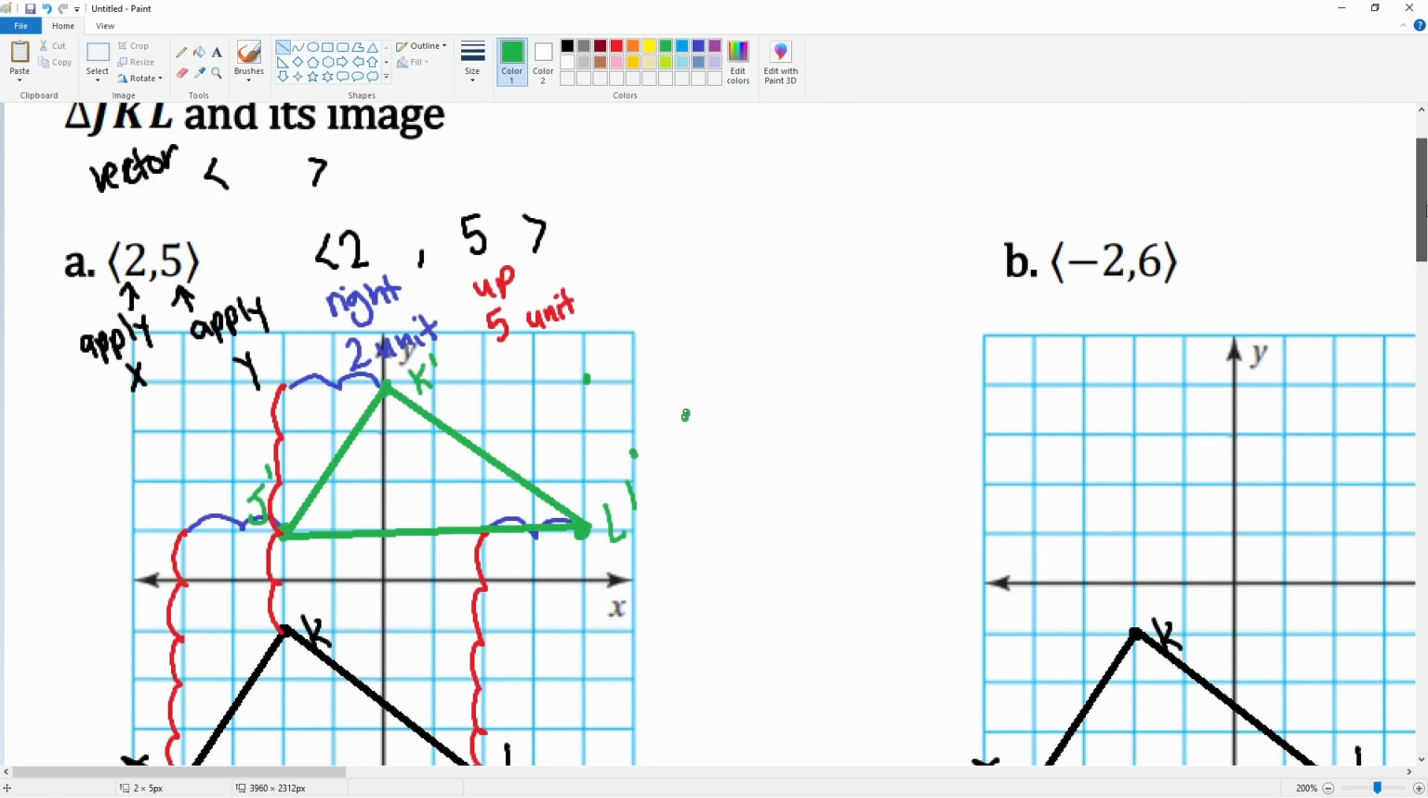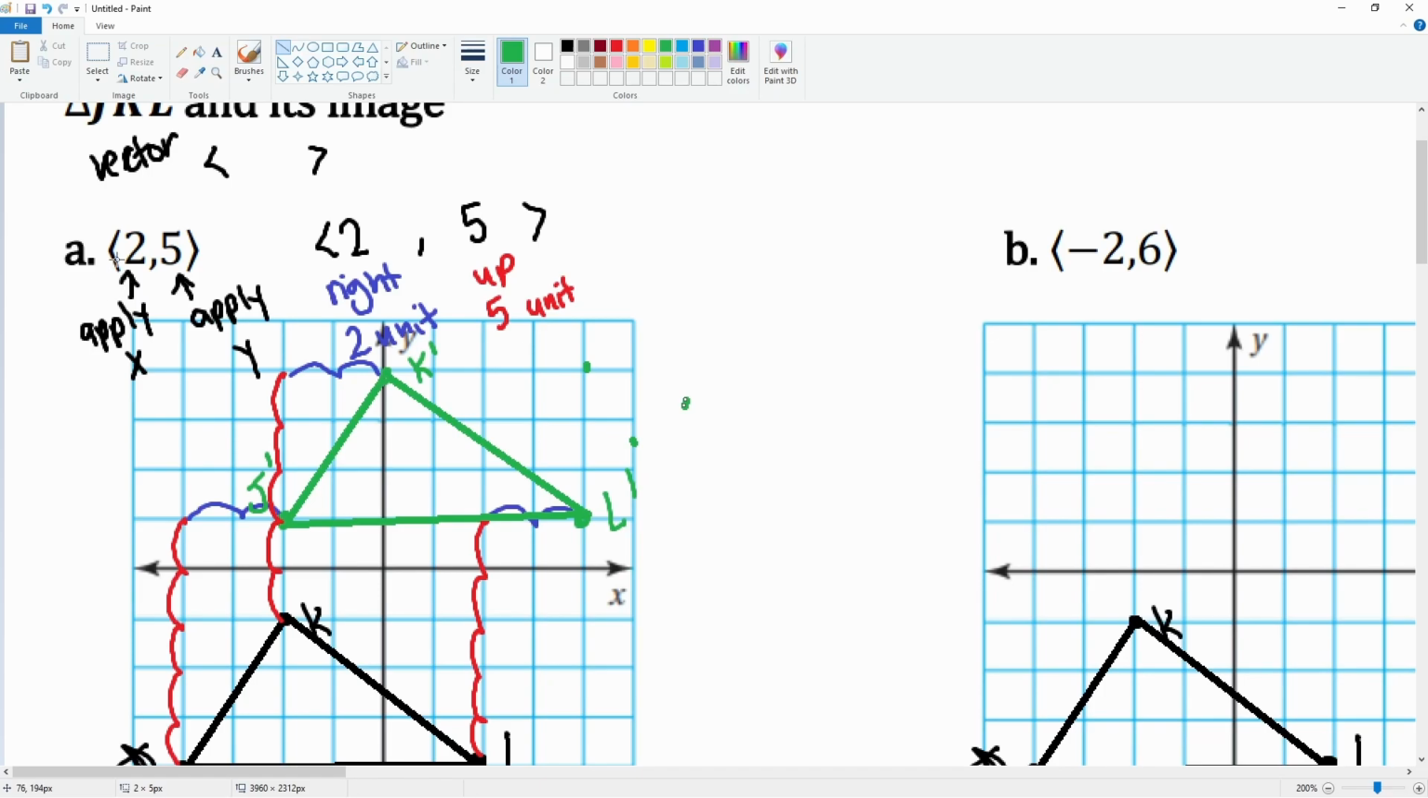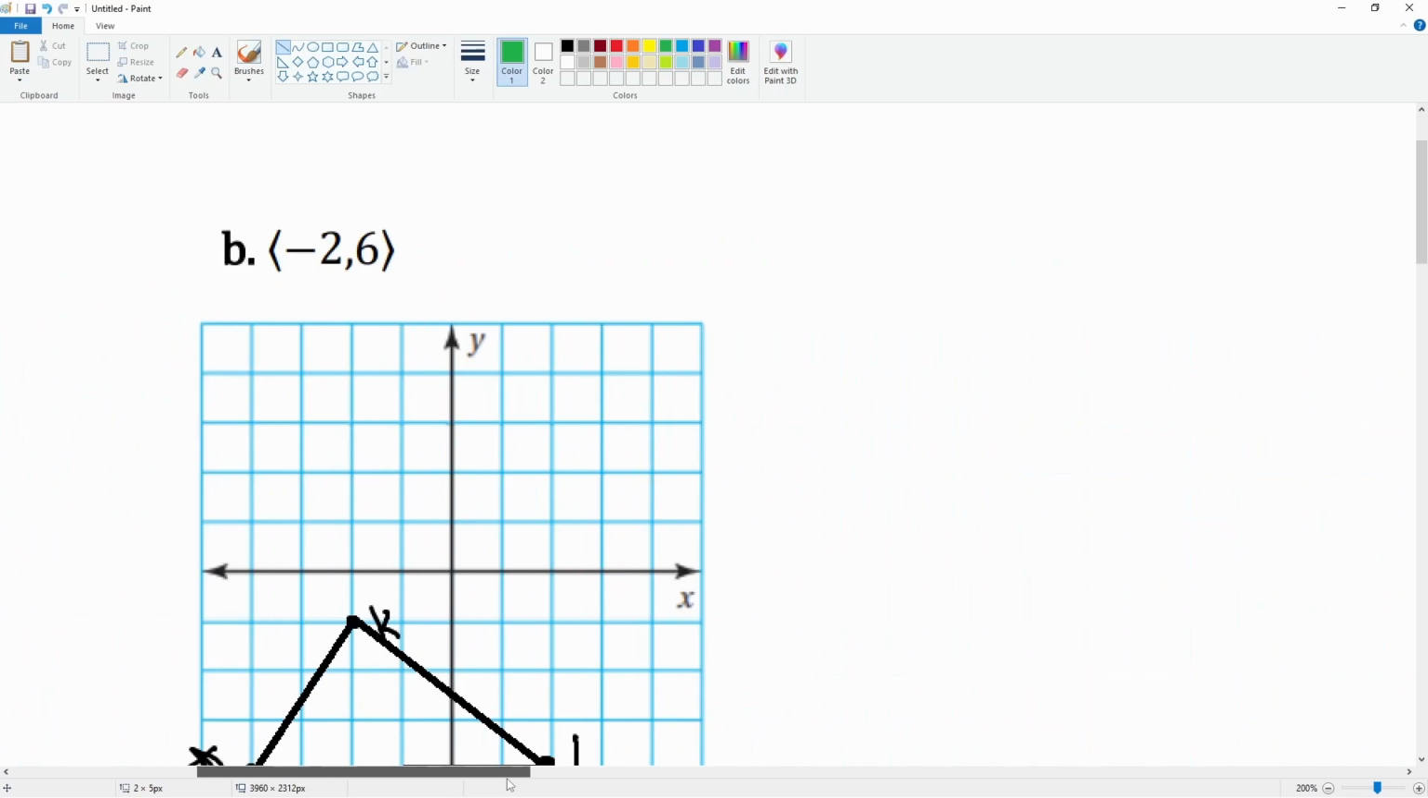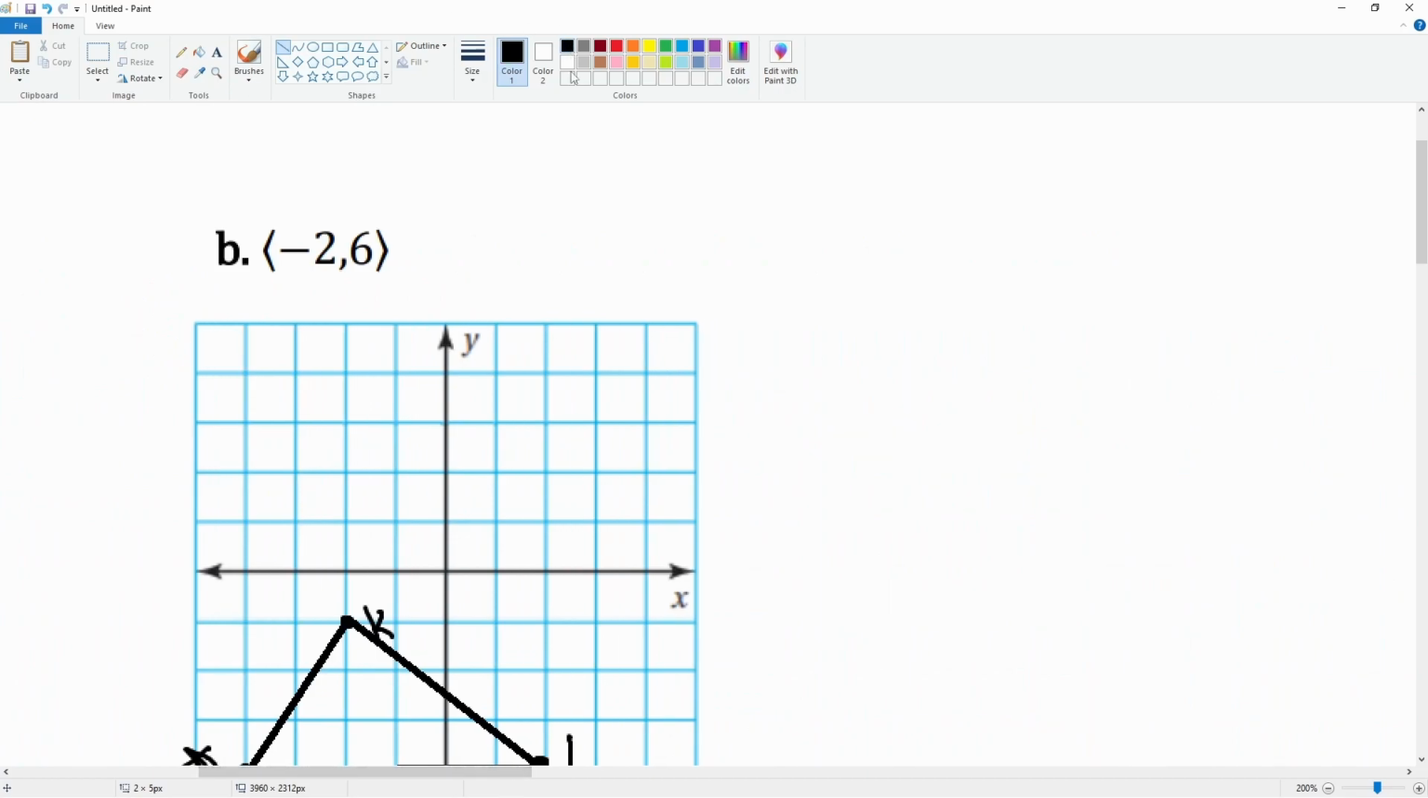Okay. The translation vector 2, 5 indicates that the triangle here went 2 units to the right, then 5 units up. Okay. Right here, let's take a look. That 2, -2. So originally it's supposed to go to the right, but now it's a negative. So it says 2 units left because of that negative. Then that 6 still indicates that it is 6 units up because it's still positive.